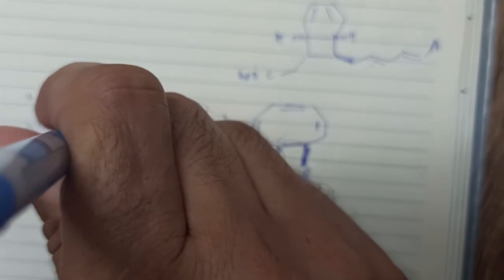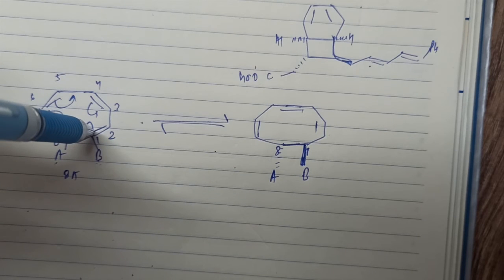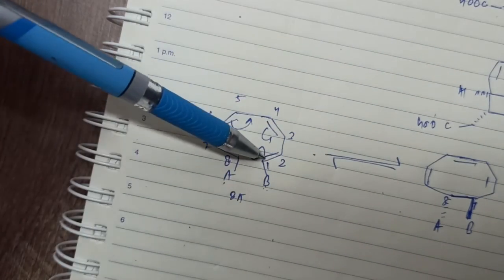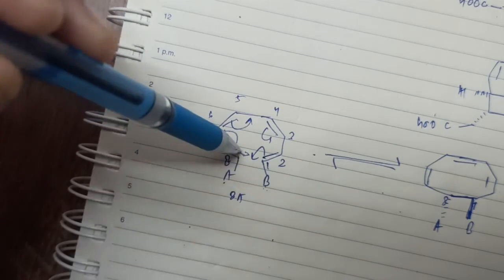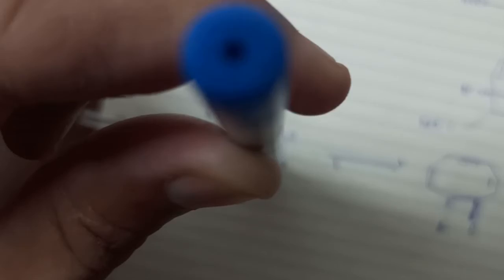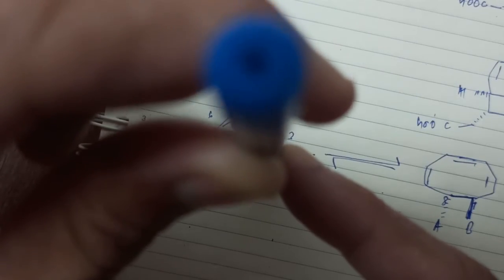If this is the p lobe here, how would B go above the plane? B would go above the plane only if this ring closes like this, and A would go below the plane only if this ring closes like this. Again, B is here, B will go above the plane if this ring closes like this. A is here, A would go below the plane if this ring closes like this.